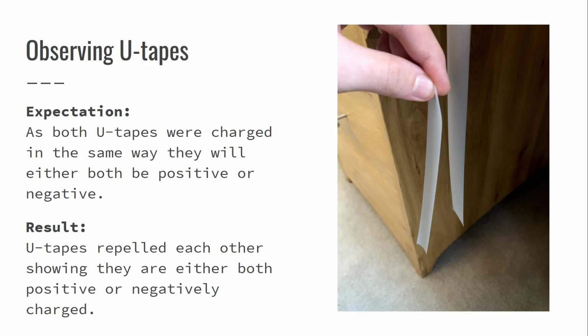First, we looked at the interactions of two charged U-tapes. A U-tape is created by quickly peeling one piece of tape off of another, causing one of them to leave behind some electrons. This absence of negatively charged electrons causes that piece of tape to gain a positive charge. In this first experiment, we held two charged U-tapes in close proximity. My expectation was that as both tapes were created in the same way, they would either both be positively charged or both be negatively charged. Either way, this would cause the tapes to repel, and after performing the experiment, this was in fact the outcome.